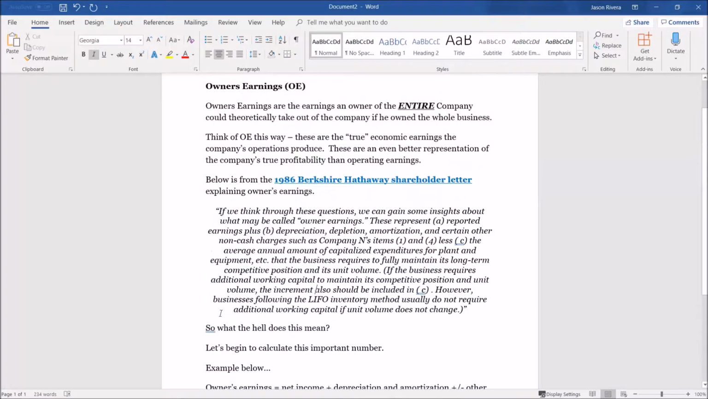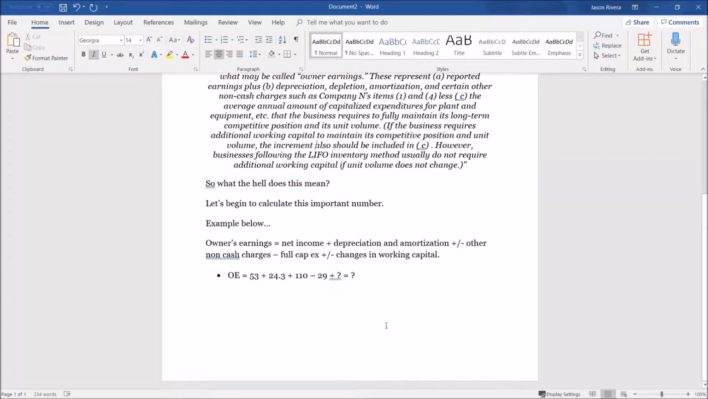So I will explain this entire explanation and the explanation that's further down here on the original doc. What I want to talk about now is this. I want to do the first part of the calculation. This part right here. This is all very easy information to get. You get this from the income statement, cash flow statement.